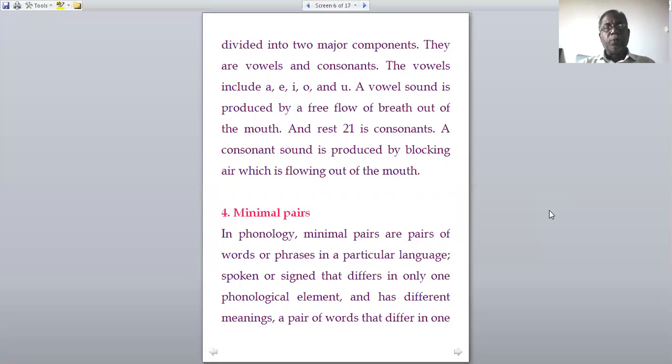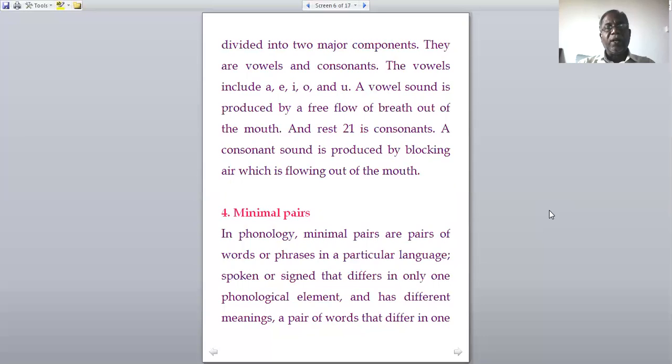A vowel sound is produced by a free flow of breath out of the mouth. What do you mean, vowel? It should come out freely without any obstacle. A vowel sound is produced by a free flow of breath. When you say A, see, there is no obstruction, there is no trouble. It will come out freely without any hindrance, any disturbance.